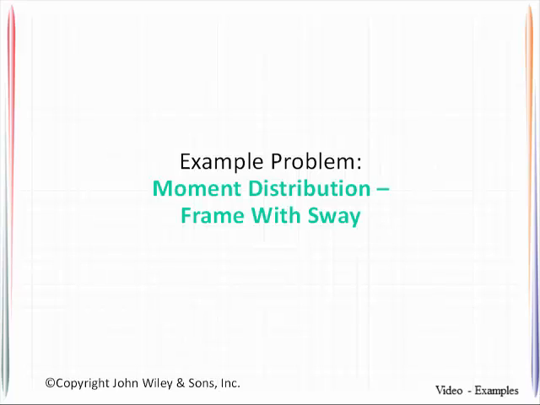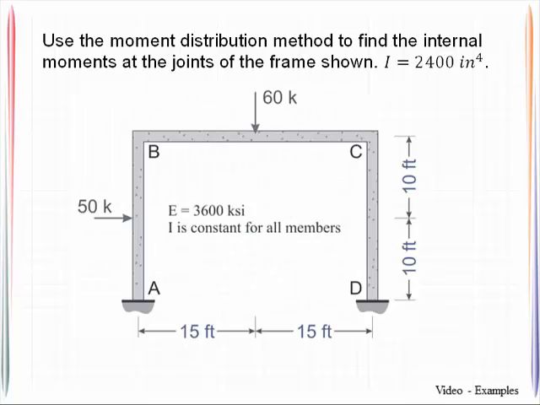Well, hello again. In this example, you will learn how to perform moment distribution of a frame which is prone to side sway. This is the frame we're going to consider, and as you take a look at the loads that are being applied, you can most certainly understand that joints B and C will definitely shift to the right, and that is known as sway.